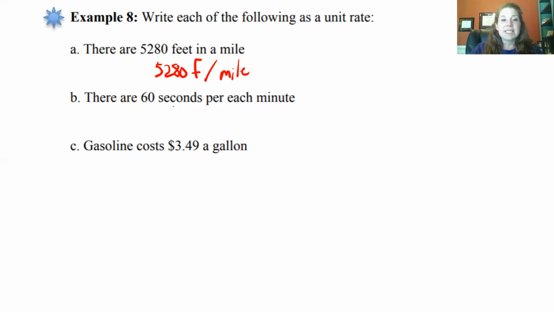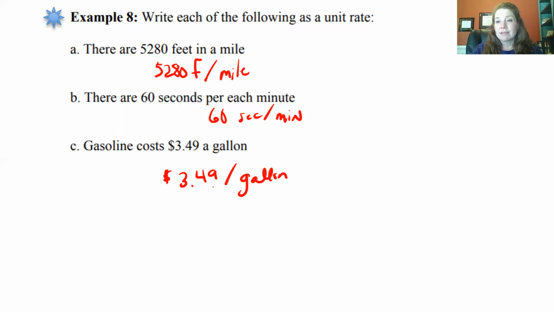All right, if there are 60 seconds per each minute, then we would write it 60 seconds per minute. If gasoline costs $3.49 per gallon, that means per gallon. So anyway, those are written as unit rates. All right, moving on.